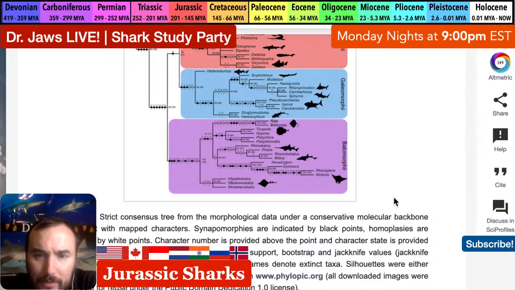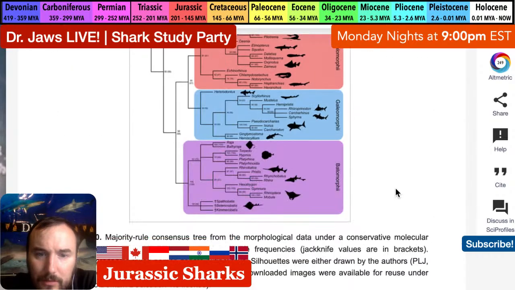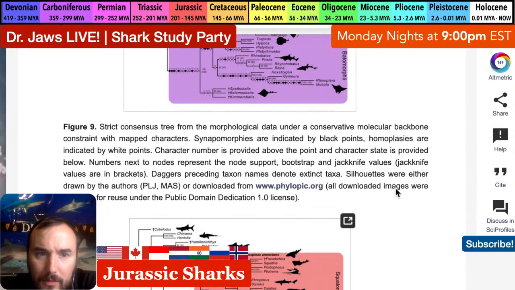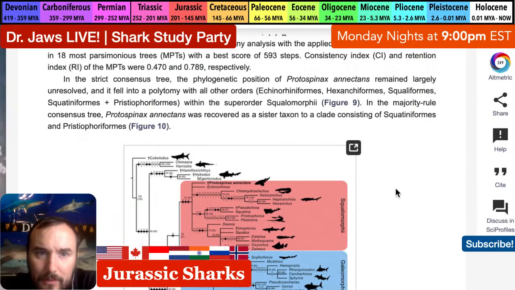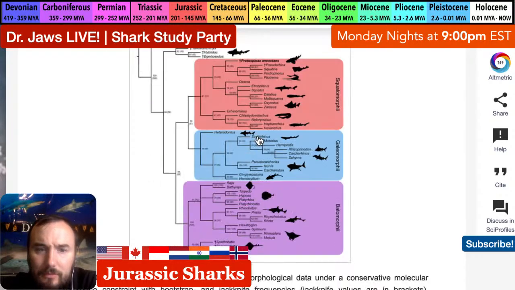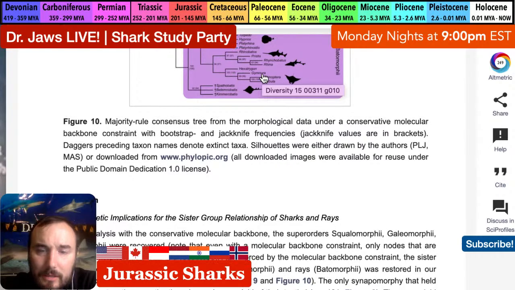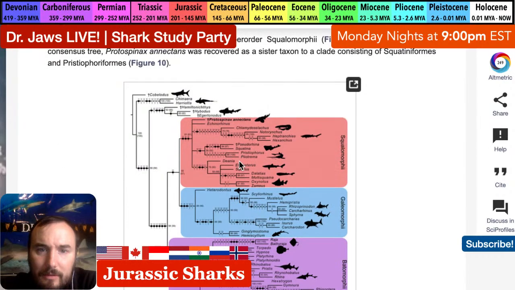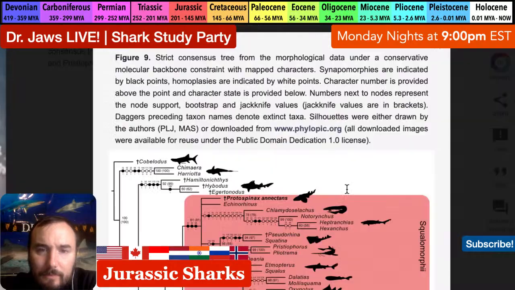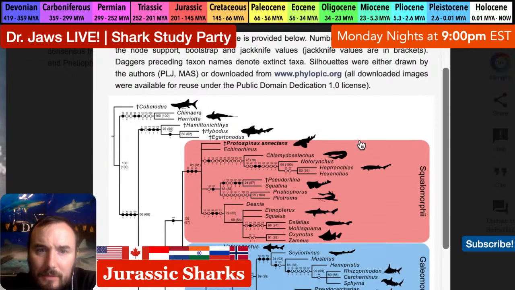Synapomorphies are indicated by black points. Homoplasies are indicated by white points. Let's see. So there's two phylogenetic trees. This first one is a strict consensus tree. The second one is a majority rule consensus tree. So we'll compare and see what's going on here. From the morphological data under a conservative molecular backbone constraint with mapped characters. Okay.